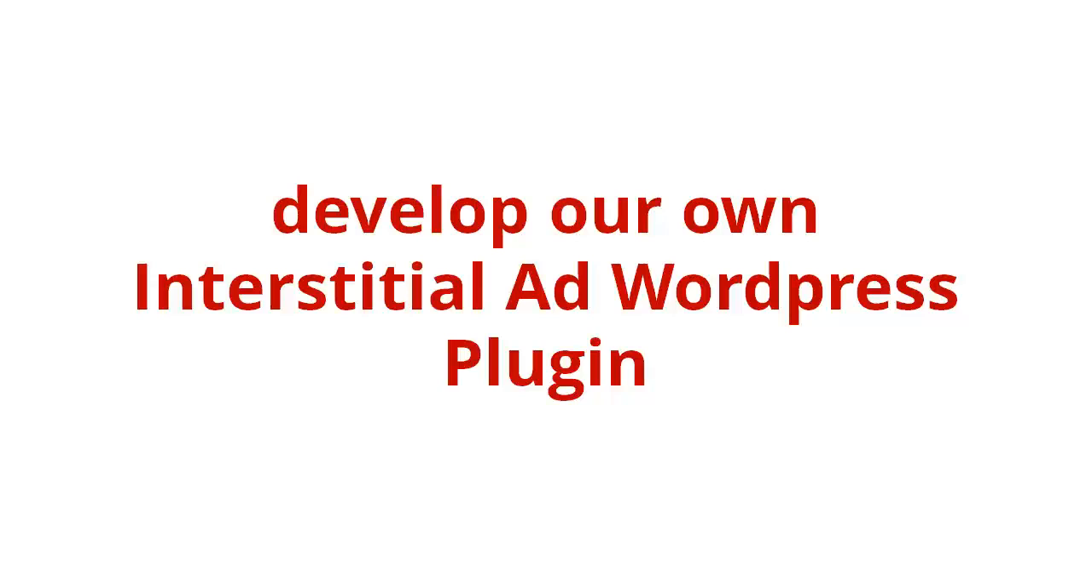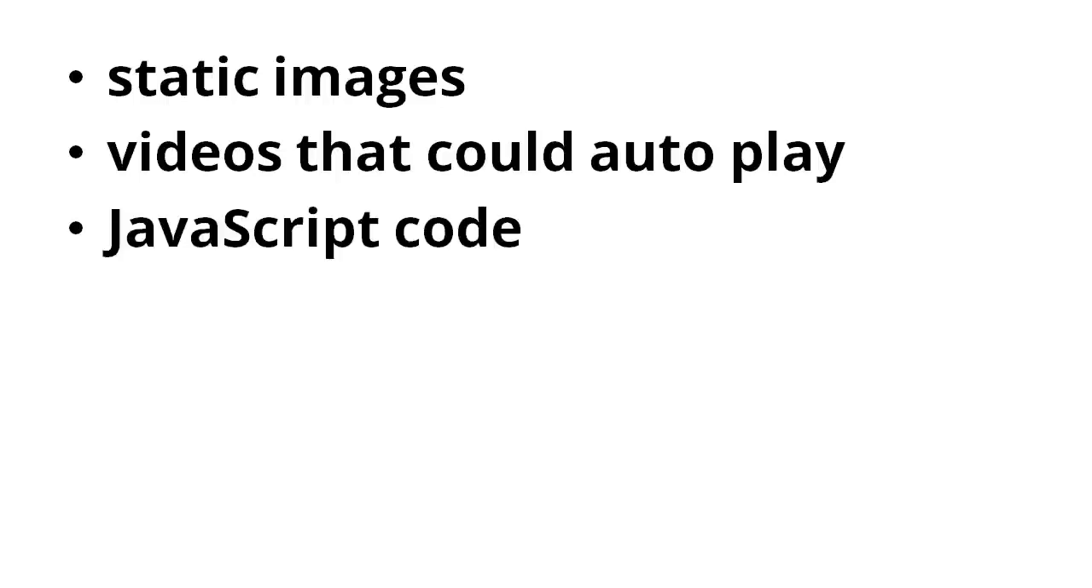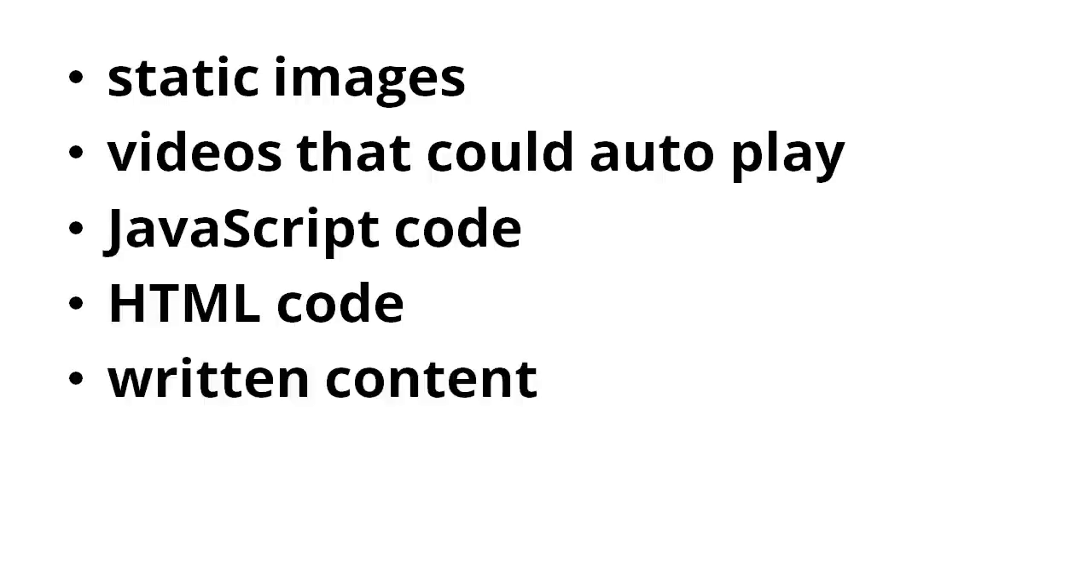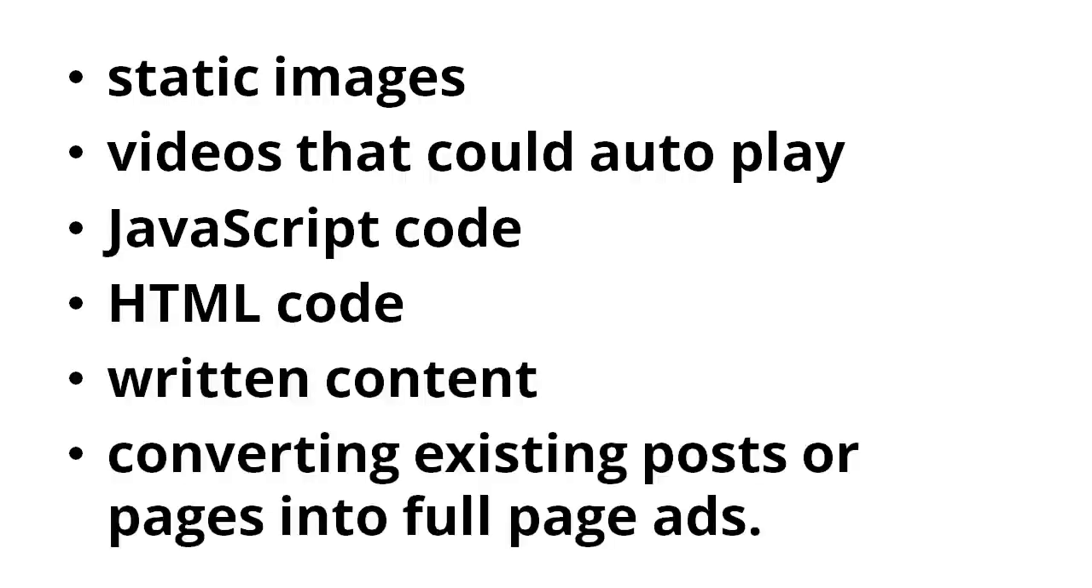And apart from that, we began to test different types of content types to see what converted well and what didn't, such as static images, videos that could autoplay, JavaScript code, HTML code, written code, and even converting existing posts or pages on our WordPress blog into full-page ads. So basically, essentially converting our existing content into monetized content. And we found what worked and kept it in our plugin, and dumped what didn't work.